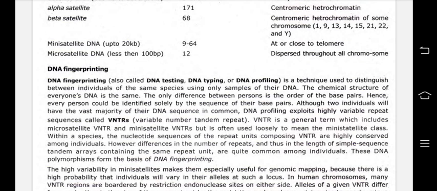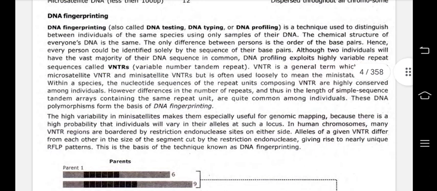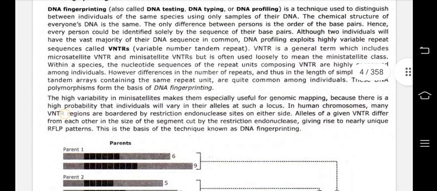Although two individuals will have the vast majority of their DNA sequences in common, DNA profiling exploits highly variable repeat sequences called VNTRs, variable number tandem repeats. VNTR is a general term which includes microsatellite VNTR and minisatellite VNTR, but is often used loosely to mean the minisatellite class. Within a species, the nucleotide sequence of the repeat units composing a VNTR is highly conserved among individuals. However, differences in the number of repeats, and thus in the lengths of simple sequence tandem arrays containing the same repeat unit, are quite common among individuals. These DNA polymorphisms often form the basis of DNA fingerprinting.